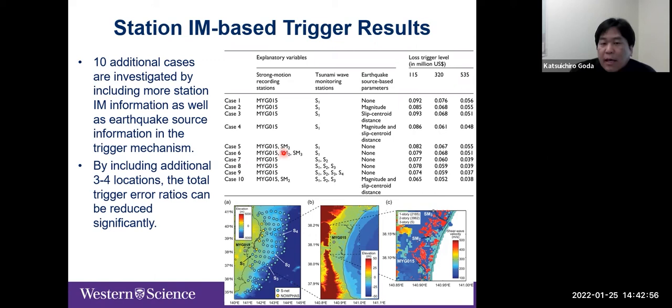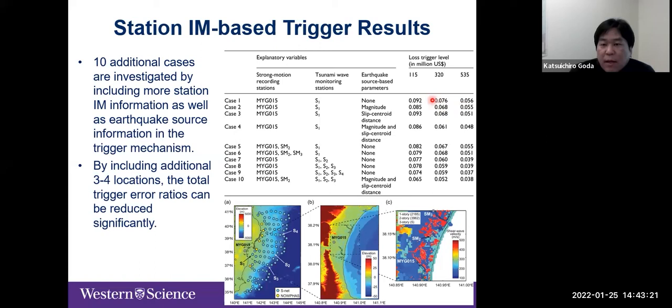So I incrementally added information to the original case one, which uses just one seismic station and one tsunami station, to see how the error would change by adding additional information. Those results are summarized in this table. The baseline is the first top line.